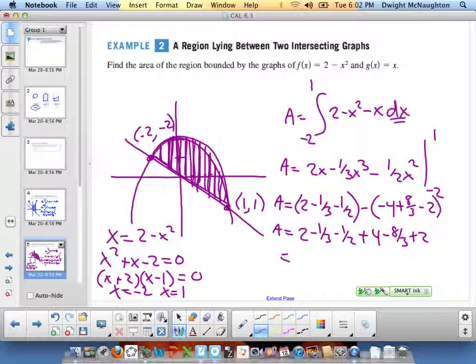Simplify: 2 and 2 is 4. And 4 is 8. -8/3 minus 1/3 is -9/3, which is -3, minus 1/2. So 8 minus 3 is 5, minus 1/2 is 4.5. Right?